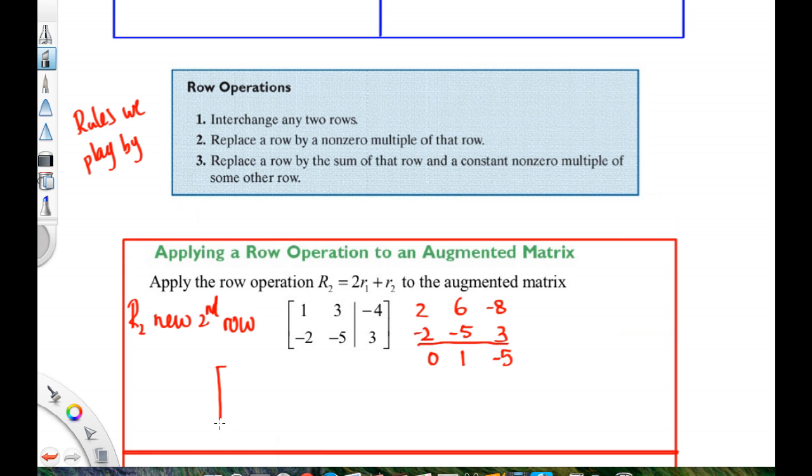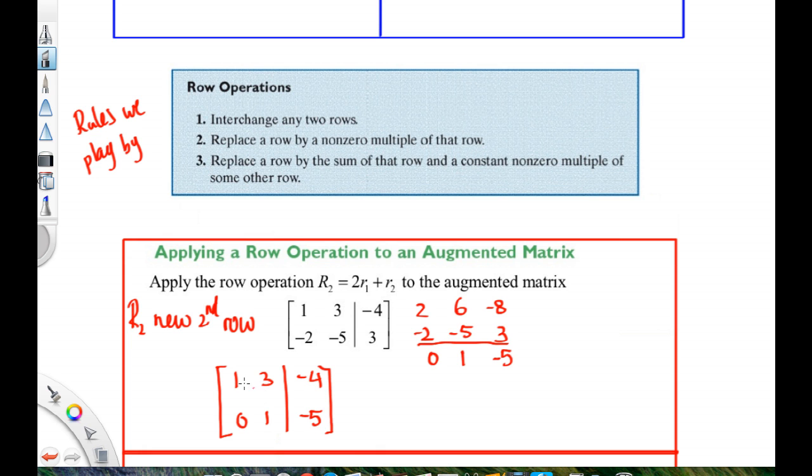So that means my new matrix looks like this. 1, 3, negative 4, because we did not change R1. It says we have a new R2, so leave R1. And then the new R2 is 0, 1, negative 5. And there's the equal sign.